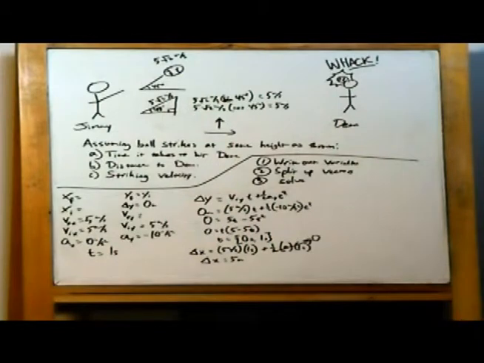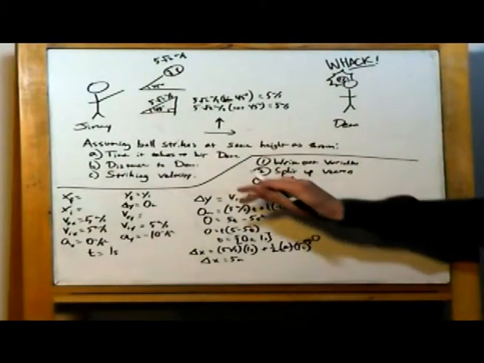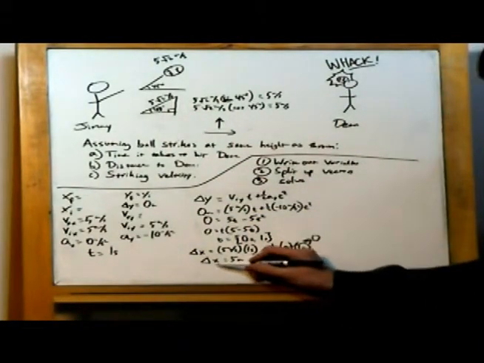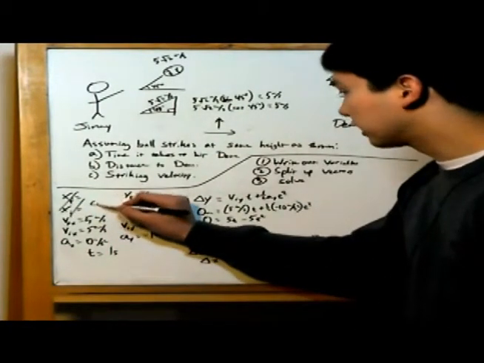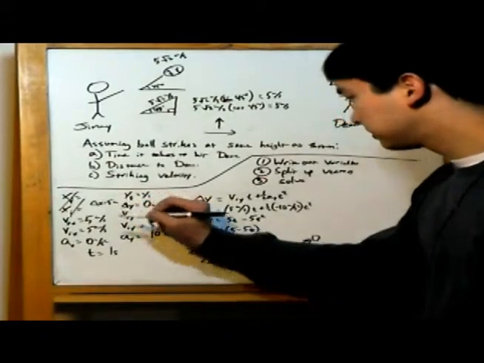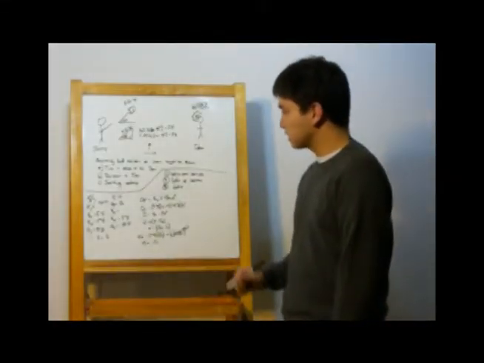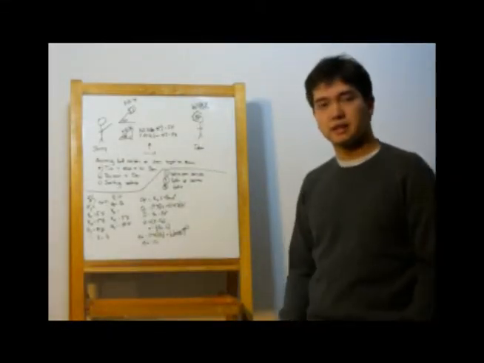And in fact, that's all we need, because all we wanted to know was the distance from Jimmy to Dean. So we just found that out. We can actually just say that this is all now delta x equals 5 meters. Okay. So the last thing we need to find out, what is the striking velocity?